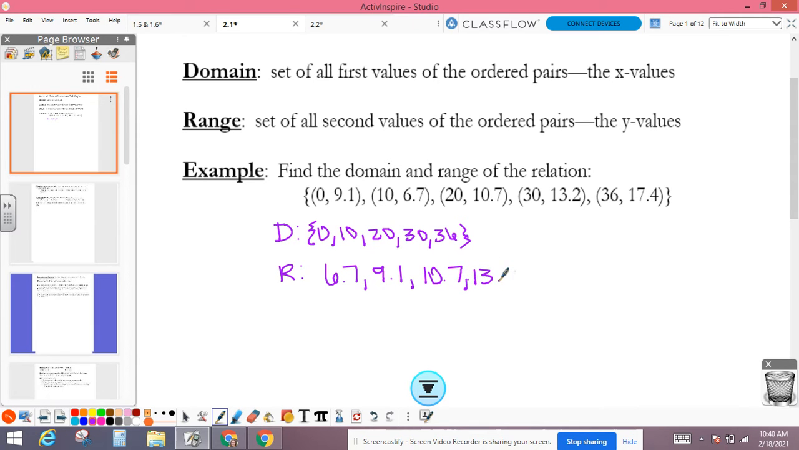That was a comma. That's supposed to be 0.2. And what's left? 17.4. I think I got them all. And that last little thing right there was supposed to be a bracket. I'm telling you, this is going to be a struggle.